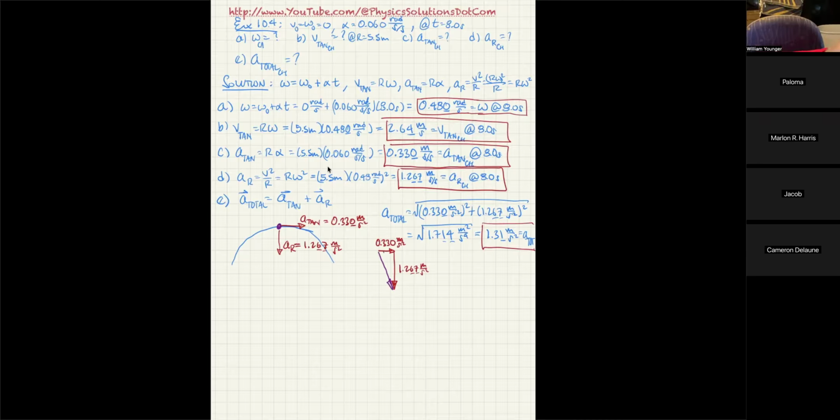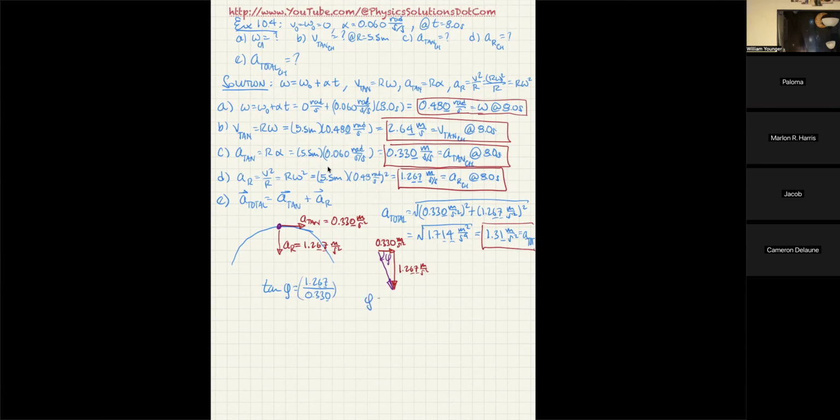So that's what our actual two vectors that are added together are giving us, and therefore we can figure out what this angle right here is, phi, by saying tangent phi is equal to opposite over adjacent. So that'd be 1.267, I'll leave the units off, over 0.330.